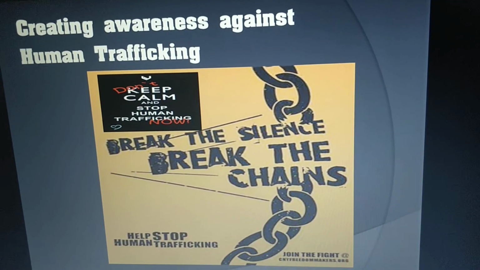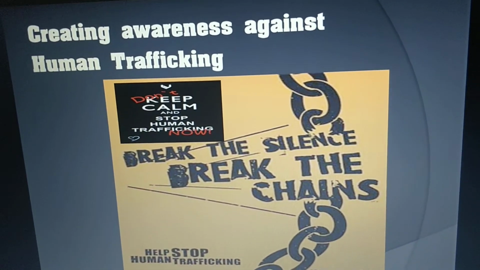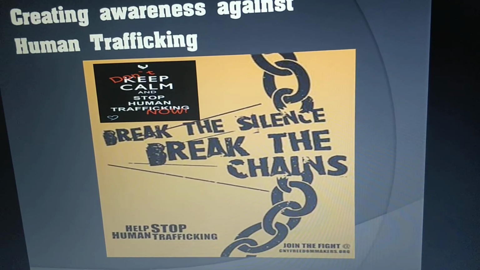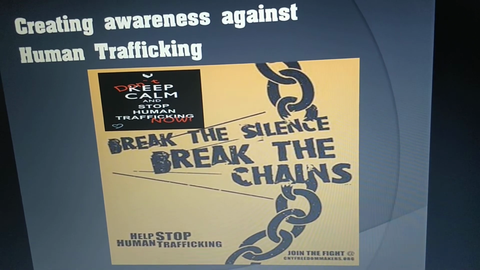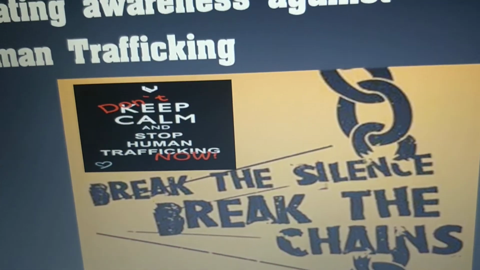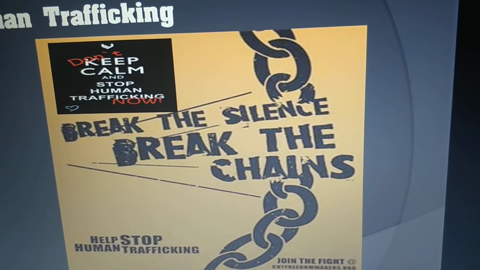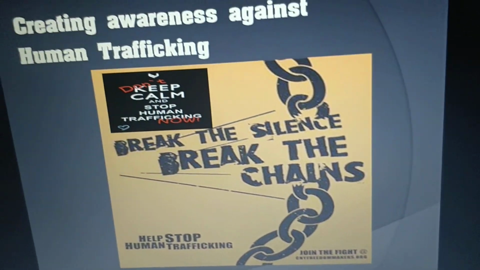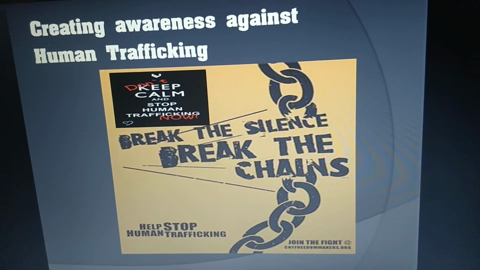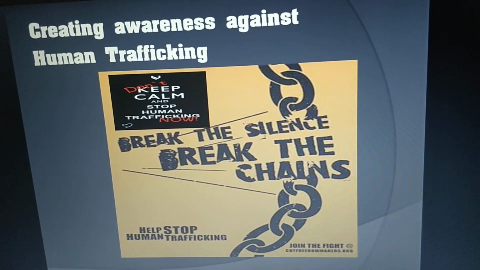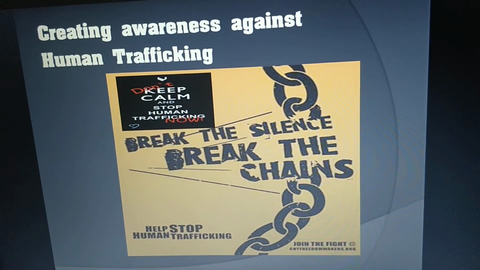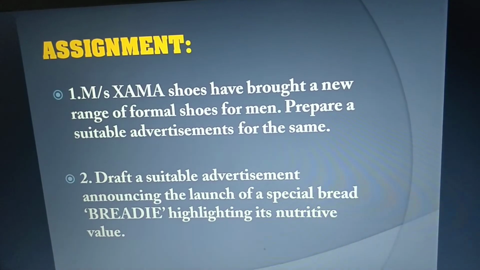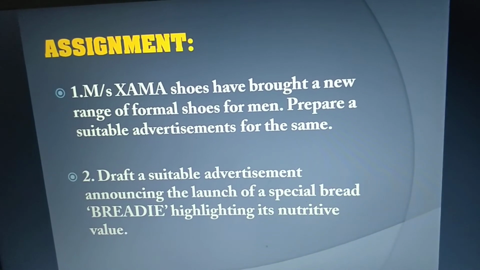Then here it is under the category creating awareness against human trafficking. You can see here I have given a slogan there, keep calm. Okay, stop human trafficking now. Break the silence, break the chains, and some visual. So try in your capacity, try your level best to make a creative and quite presentable display advertisement, because it happens to be a very scoring topic.